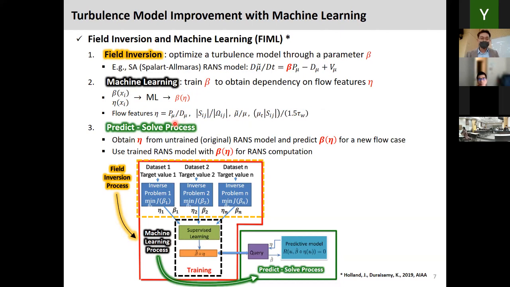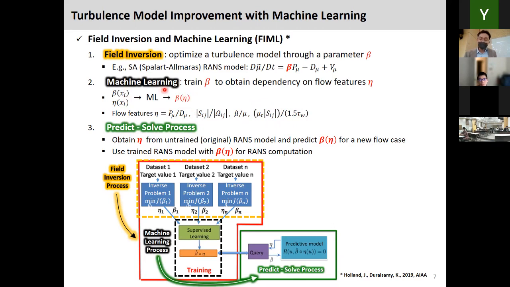term is the ratio between the production and the destruction term. The second is the strain rate magnitude scaled by the rotation rate tensor magnitude. The third one is the eddy viscosity scaled by the molecular viscosity. And the last one is the shear stress inside the boundary layer scaled by the wall stress at the wall.